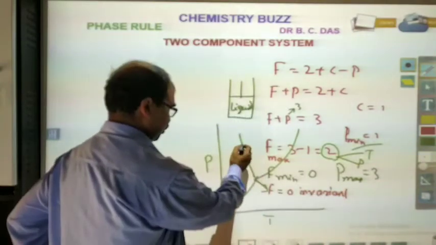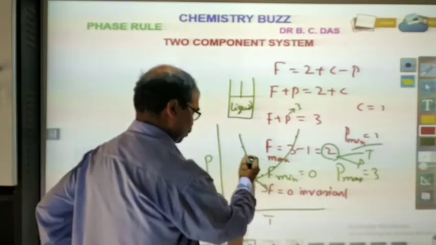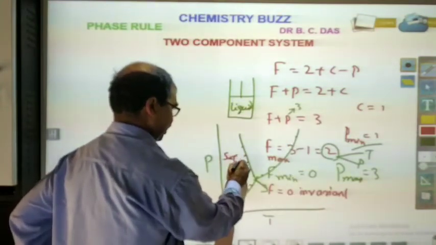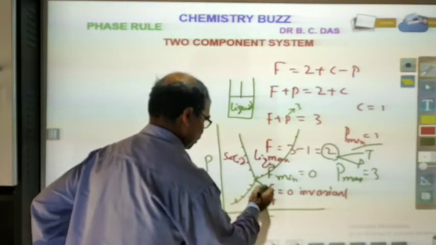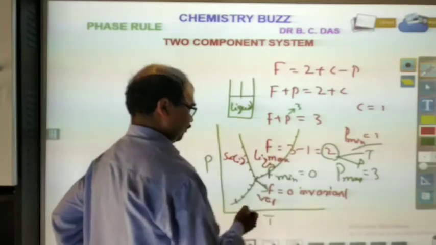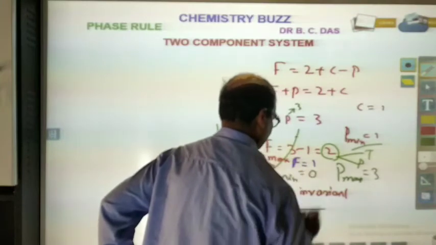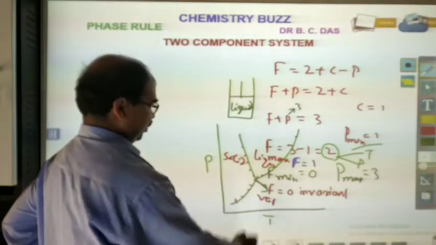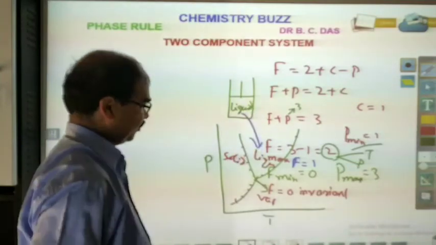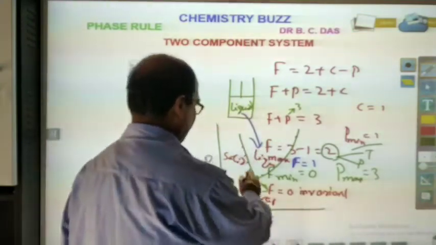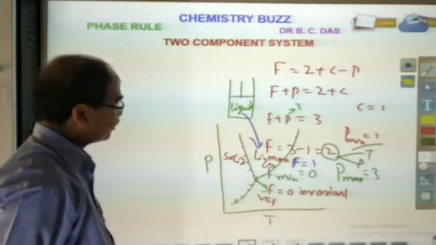If you take any point on this line, this is two phase equilibrium. This is solid, liquid, and this is vapor. So any point on this line, the degree of freedom F is equal to 1. And if we consider pure liquid in this system, then the degree of freedom is 2, and to define this phase, we take the help of pressure and temperature.